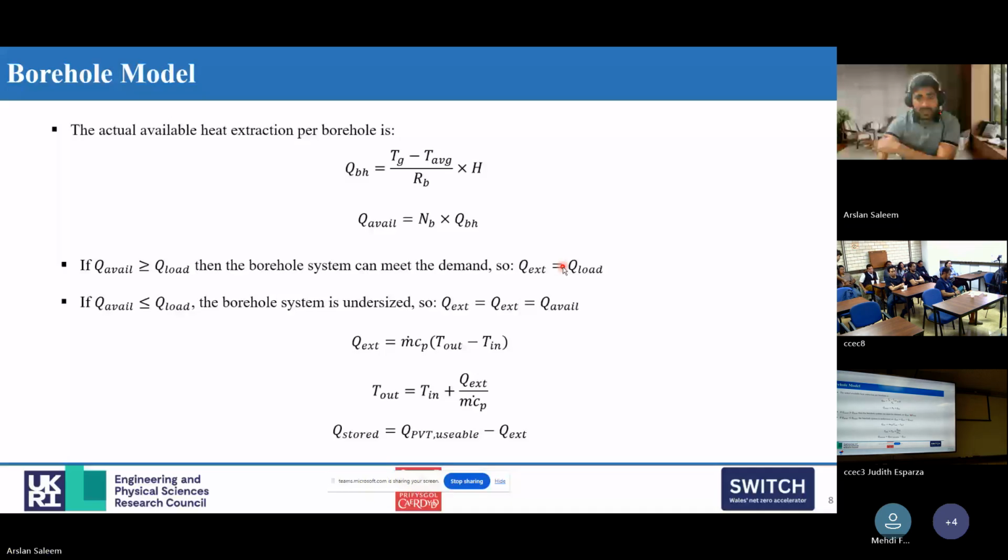and the equation at the end is basically an energy balance, where the energy stored in the borehole is on the left side, and on the right side there is the QPVT usable, which is the thermal energy gathered by the PVT panel, and the energy extracted from the borehole itself is subtracted from the total energy stored in the borehole.